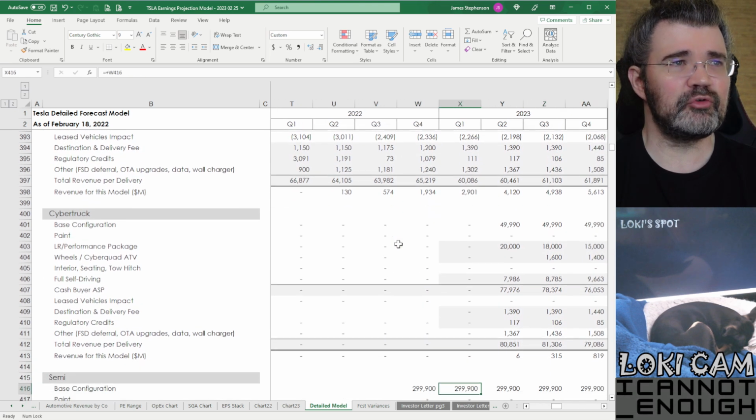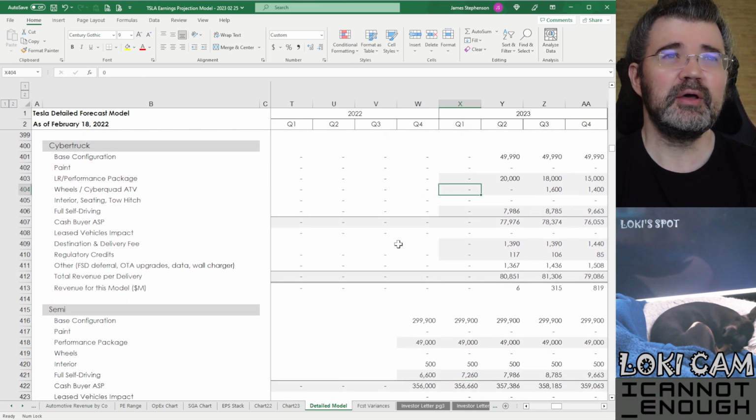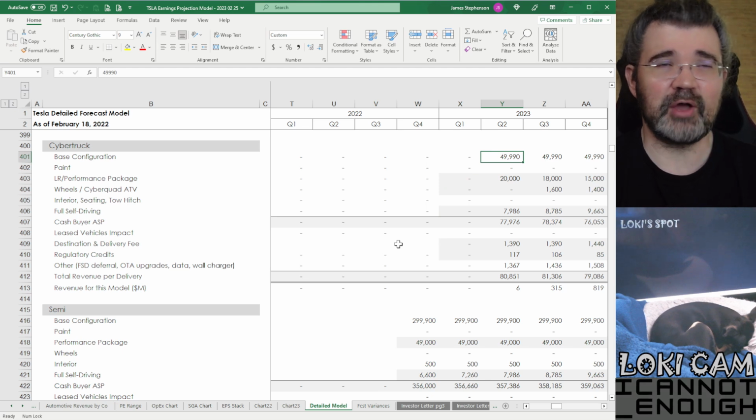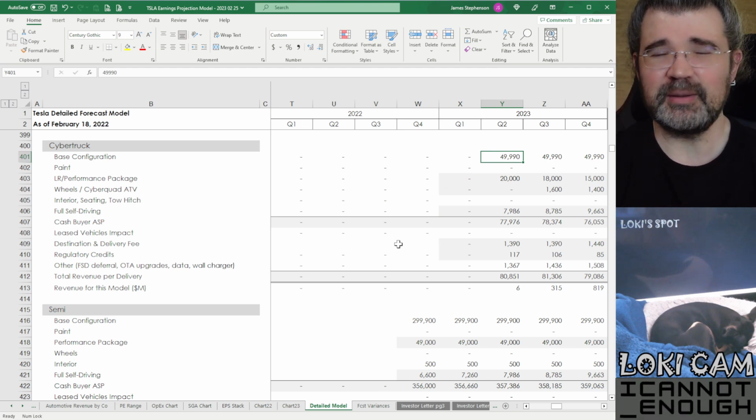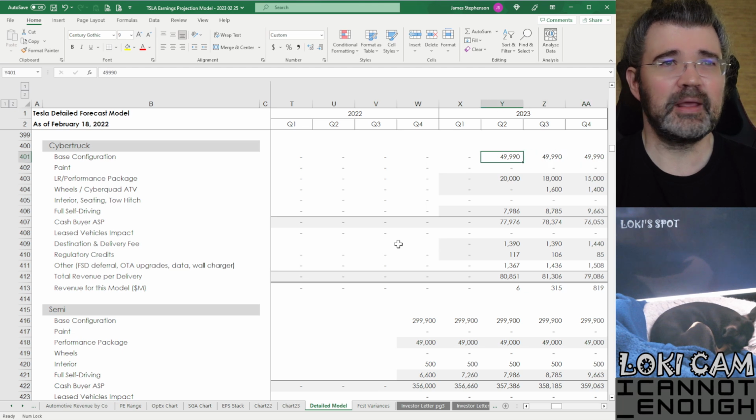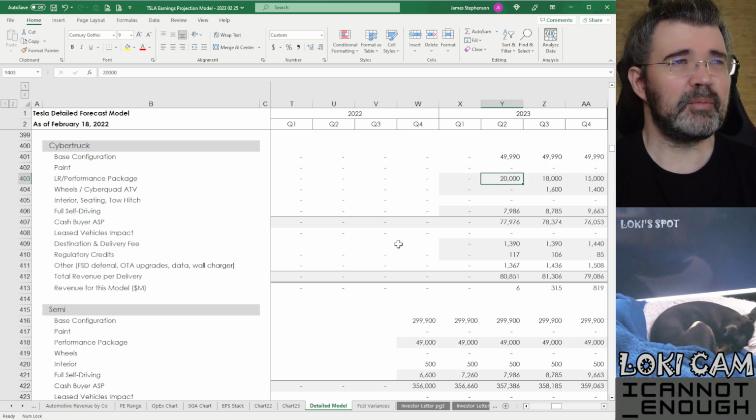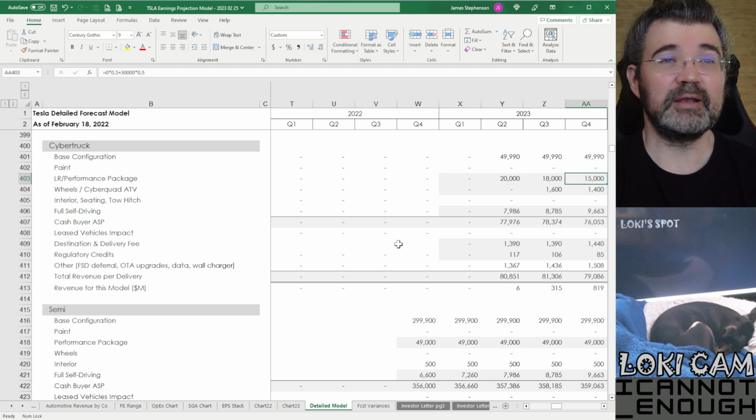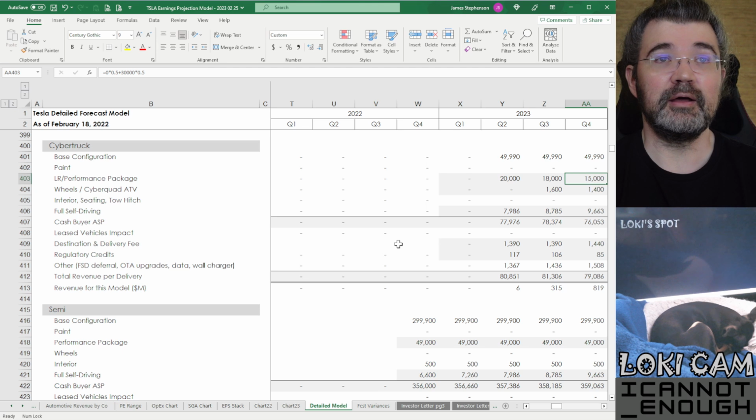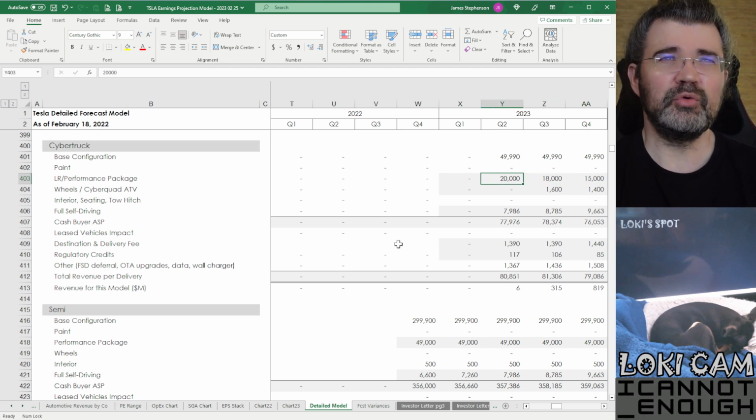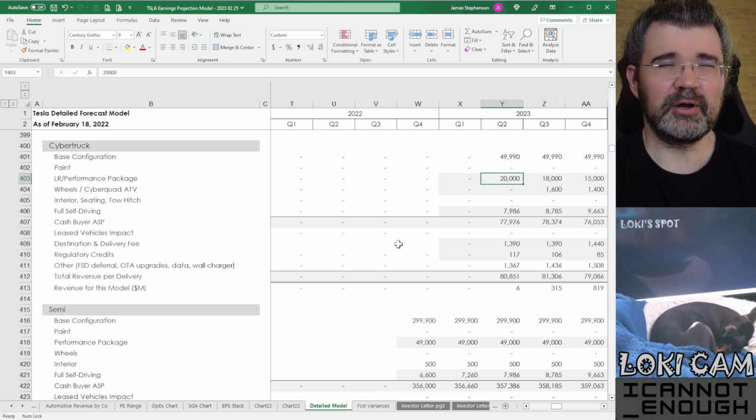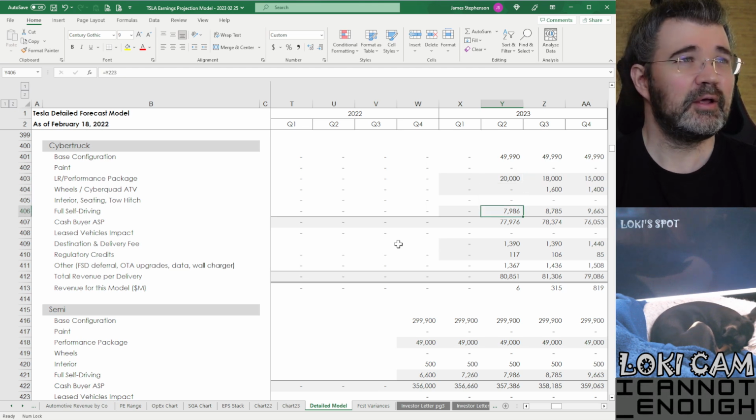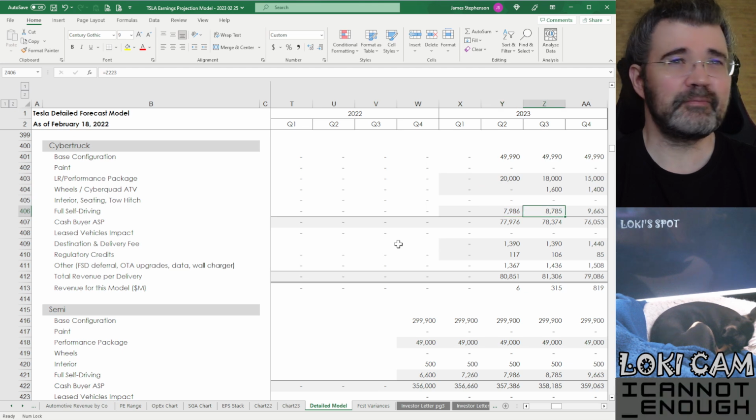Then for Cybertruck, I'm probably going to have to push out the timing on these. Maybe we'll see a few Cybertrucks get made in Q2. Maybe not. Maybe it'll happen later in the year. But I've got a performance package upgrade assumption starting at 20 grand and then coming down from there for a dual motor or a quad motor config of Cybertruck. Who knows what they're going to decide to make first. We'll have to wait and see.